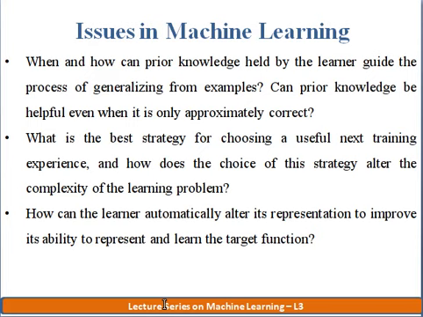So what is the best strategy for choosing a useful next training experience, and how does the choice of this strategy alter the complexity of the learning problem? So the next issue is how can the learner automatically alter its representation to improve its ability to represent and learn the target function. So these are some of the issues which are to be addressed in the study of machine learning.